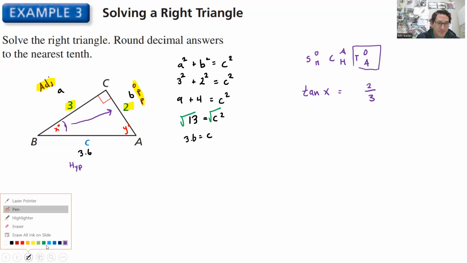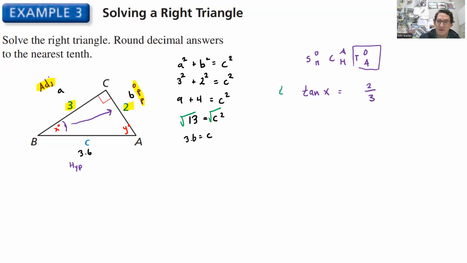To solve from here, I need to take the inverse tangent of both sides. Make sure your calculator is in degree mode. The inverse tangent and tangent cancel each other out. Inverse tangent of 2 over 3, 2 divided by 3, comes out to 33.7 rounded. Great. So I'm going to go ahead and bring out the eraser. I'm going to write that in there.